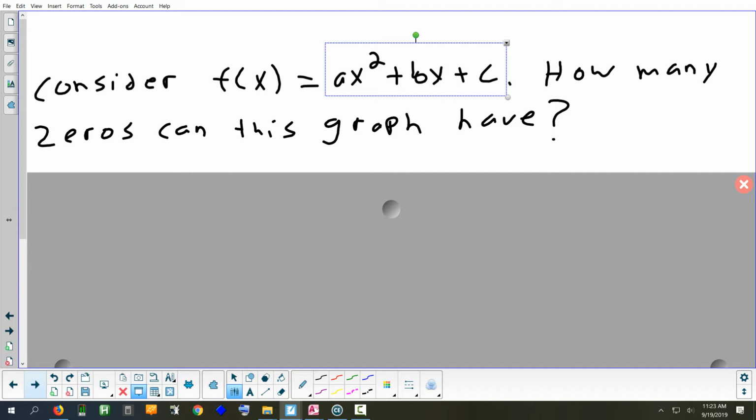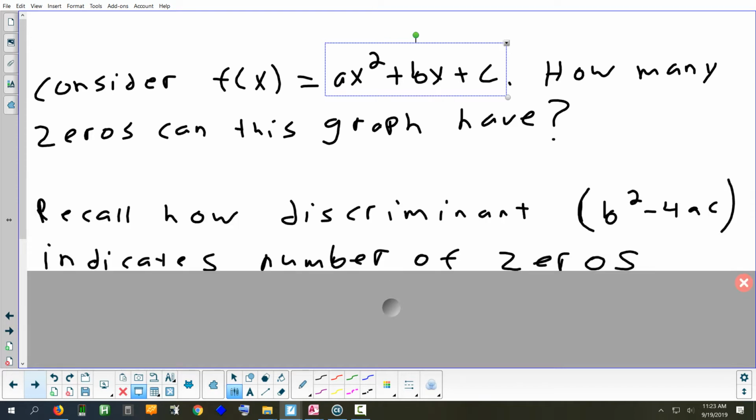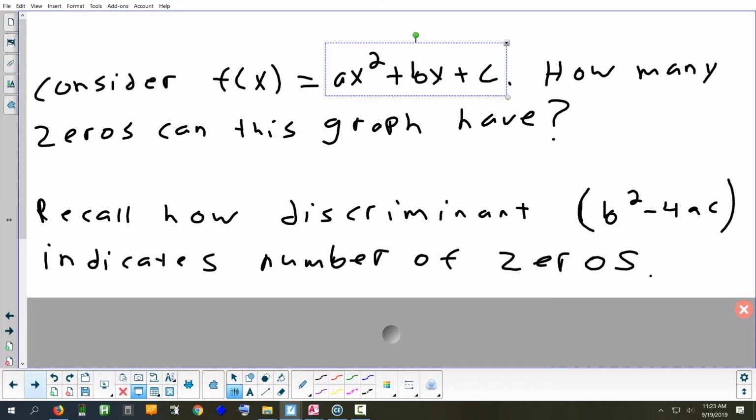Remember when we did the discriminant yesterday? We did that b squared minus 4ac. We had 3 conditions. One resulted in no solution, 1 solution, or 2 solutions. So we talked about that, I think right when we finished going over the homework yesterday. So you either get 0, 1, or 2 solutions.